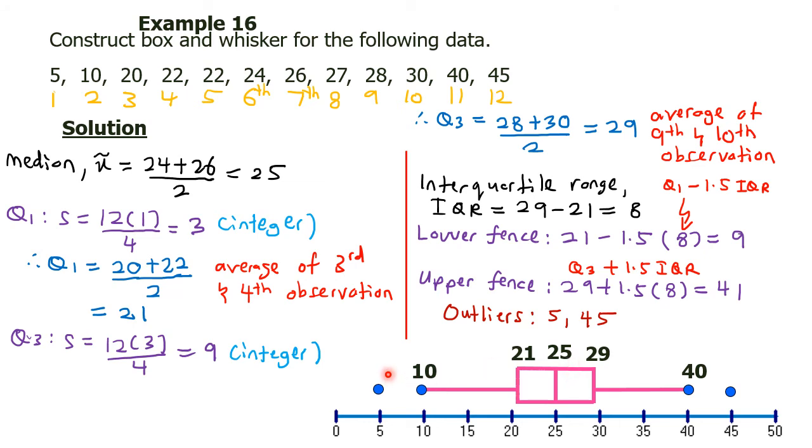And then 5 and 45 here represent the outliers. So maybe you can label below here what each value stands for. Remember, this is the outlier, this is the minimum, this is Q1, this is the median, this is Q3, this is the maximum, and this one is also an outlier.